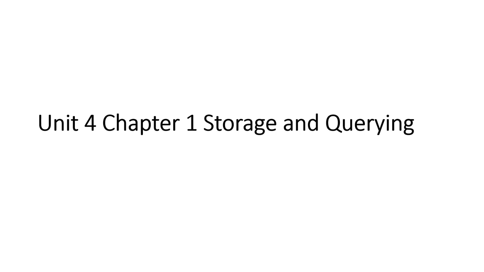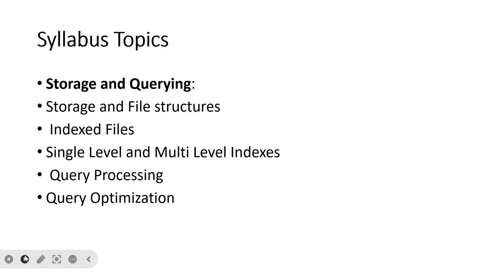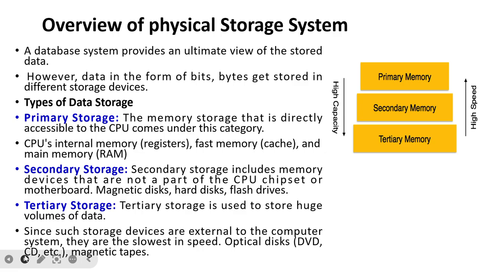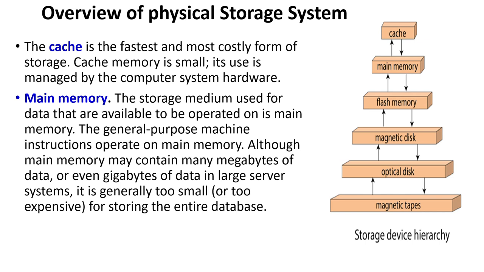Let's look upon Unit 4, Chapter 1, Storage and Querying. This is the syllabus. This is an overview of physical storage system. It consists of primary storage, secondary storage, and tertiary storage. It also consists of cache and main memory.